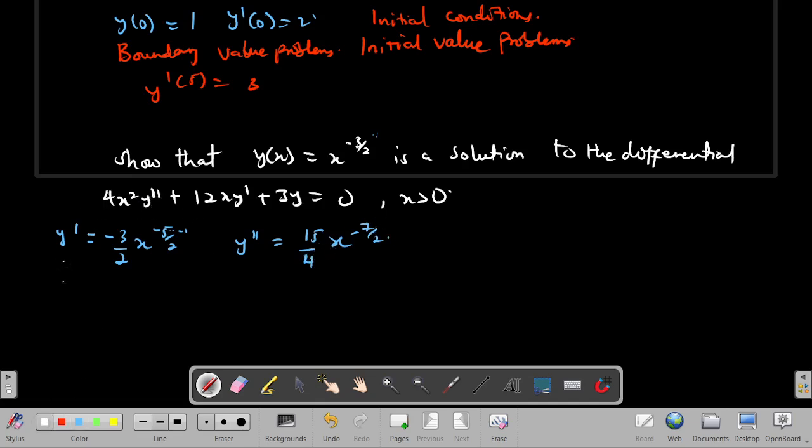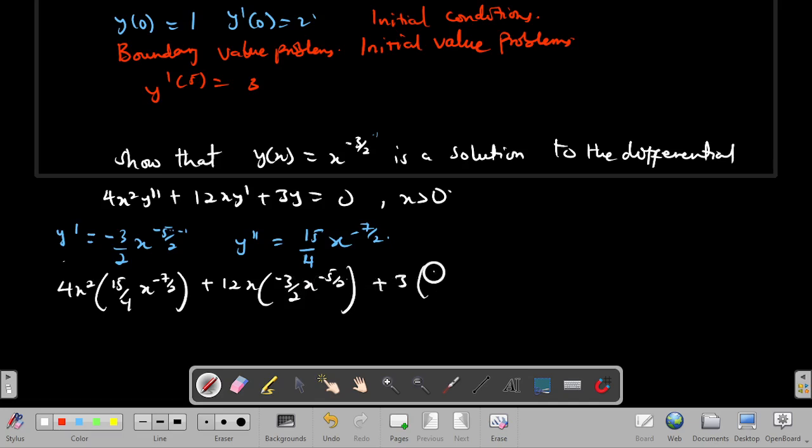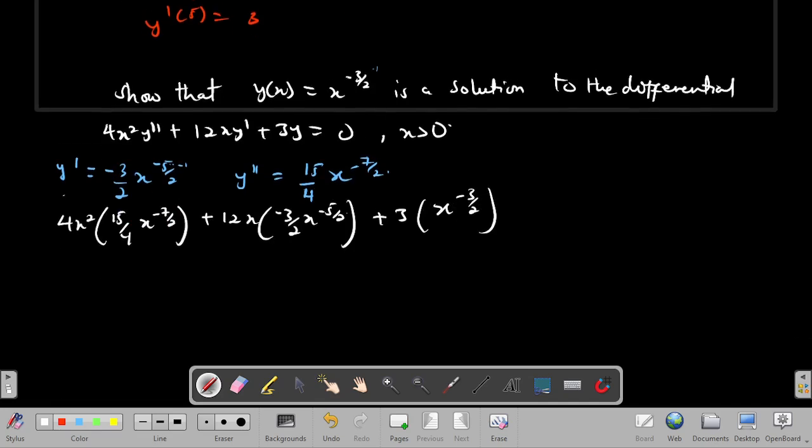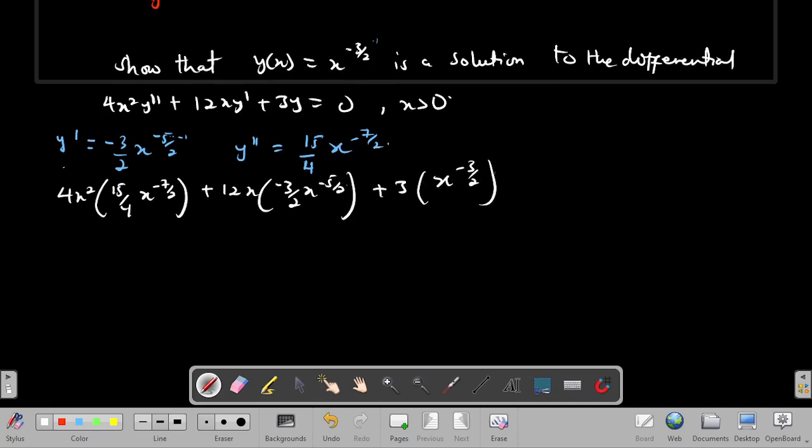So I'll simply have 4x squared multiplying my y prime prime, which is 15 over 4 x to the power negative 7 over 2, plus 12x multiplying my y prime, which is negative 3 over 2 x to the power negative 5 over 2, plus 3, and my y is given in the equation as it was given, x to the power negative 3 over 2, is equal to 0.